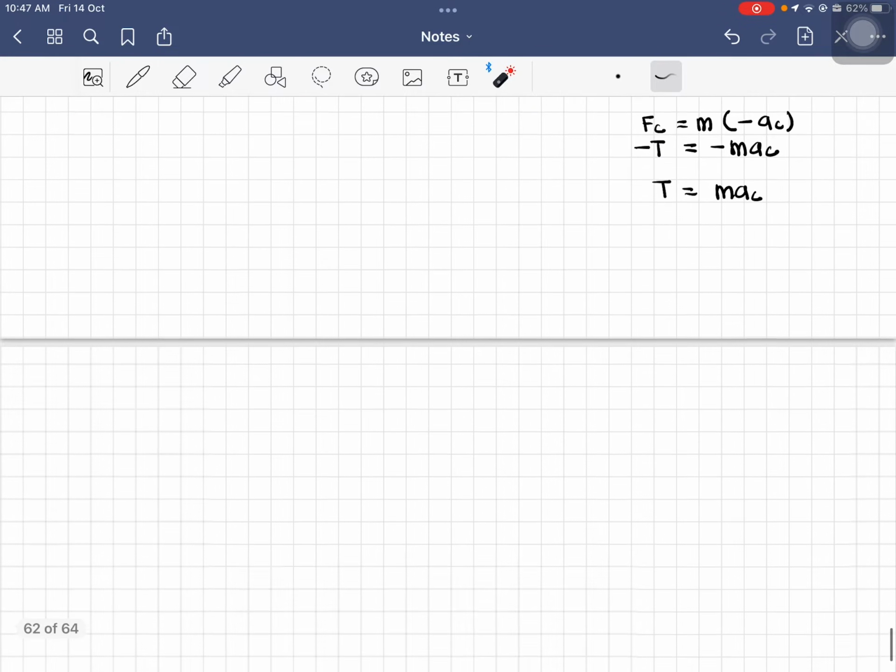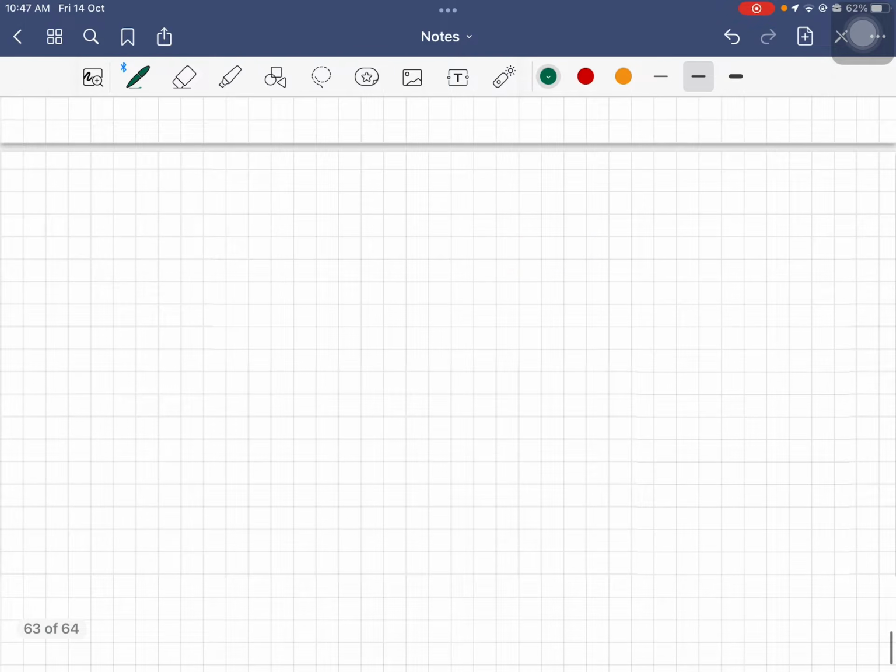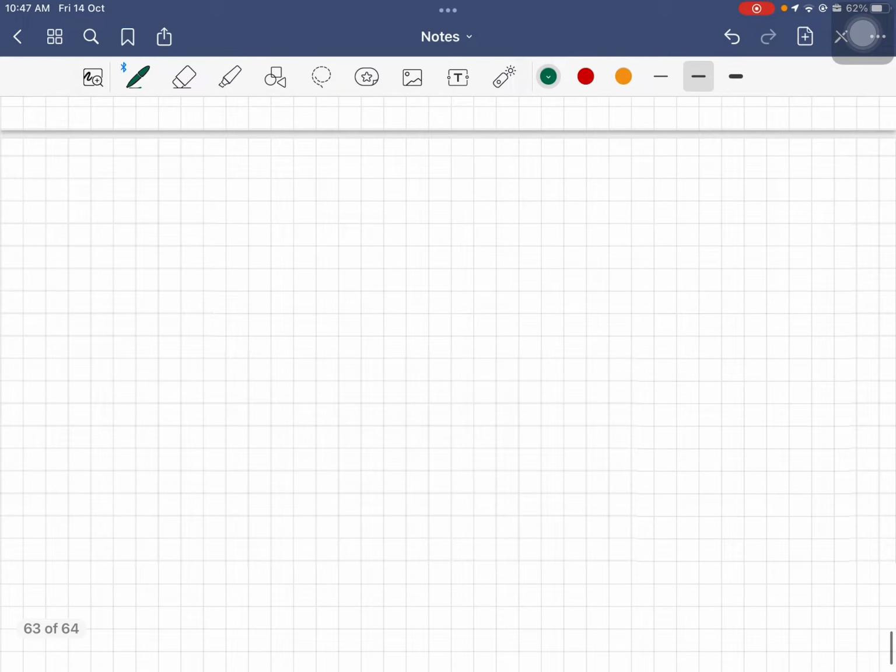Okay, now we are going to look at the situation when the string is rotated vertically. Okay, it will look like something like this.